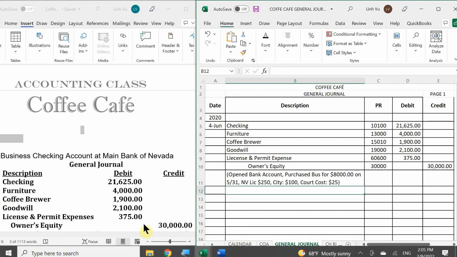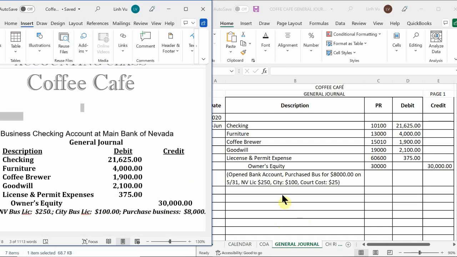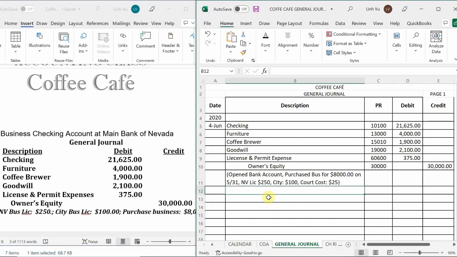Okay. So now that I've finished my journal, it doesn't have to match whatever I wrote in here. This is just an example. So in this case, I added a little extra detail. Now, this is where I was going to tell you, after you post to your journal, instead of waiting until the end of the week to post it to your ledger, I want you to do it at the end of every single transaction.